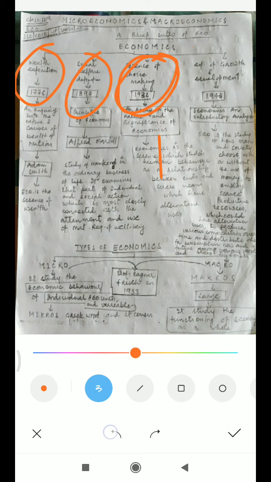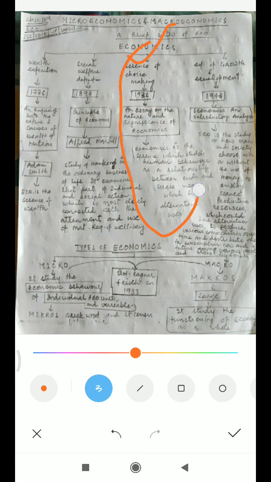It is the most important definition. He was the first economist to say that economics talks about the wants of individuals or persons. And from where will those wants be satisfied? From resources. It talks about the resources.